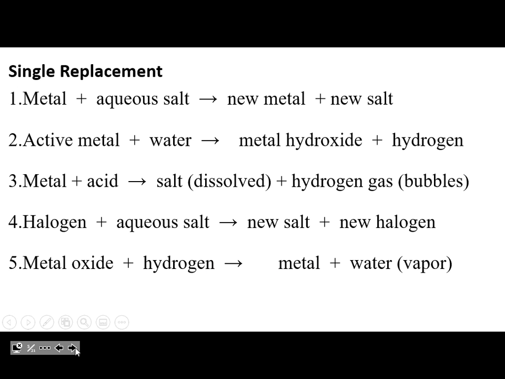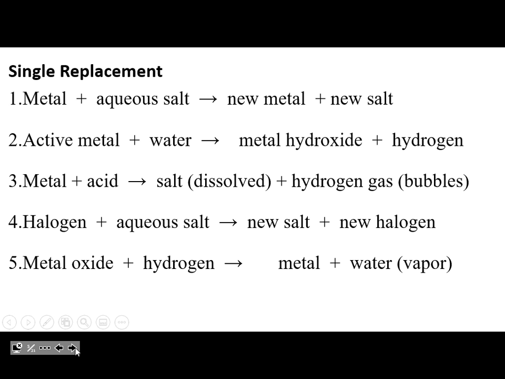Now here are the 5 different types of single replacement reactions. A metal reacting with an aqueous salt yields a new metal and a new salt. An active metal reacts with water to give a metal hydroxide and hydrogen. Well, how do we determine whether it's an active metal? Well, we're going to be looking at our activity series.